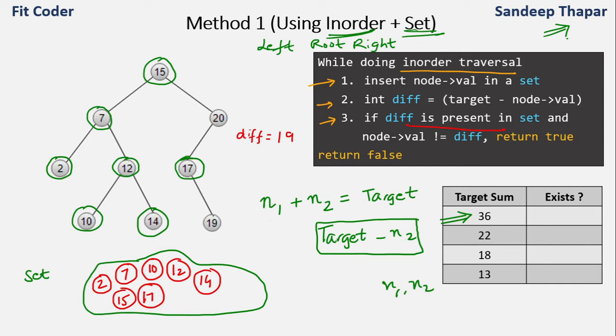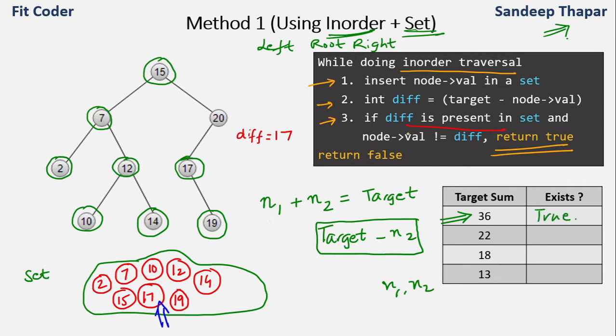So we continue with the traversal and we come across node 19. We insert node 19 in the set and we calculate the difference, which is 17. We check if 17 is present in the set. Now node 17 is already present in the set. So when we encounter that the difference is already present in the set, then we return true. So this function will return true.